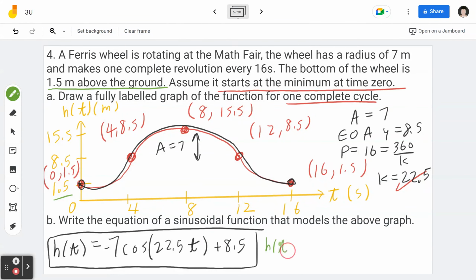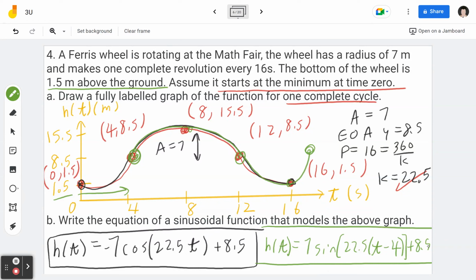The only difference, not to overstate this, is the phase shift. Everything else is the same. So 7 sine 22.5. Again, 8.5 is going to be the vertical displacement. You can put a bracket like that. Now, for a sine function, you start in the middle, and you stop in the middle, just like that. So notice how there's a phase shift to the right by exactly 4. So you have to write down t minus 4 in brackets. But other than that, everything else remains the same.